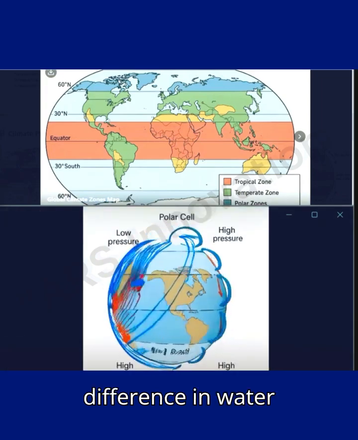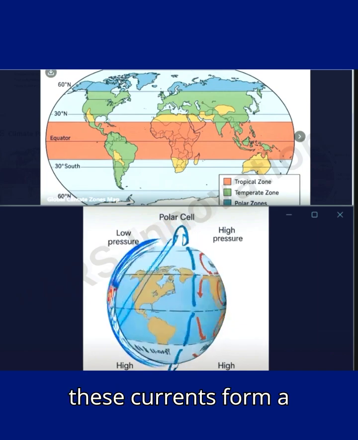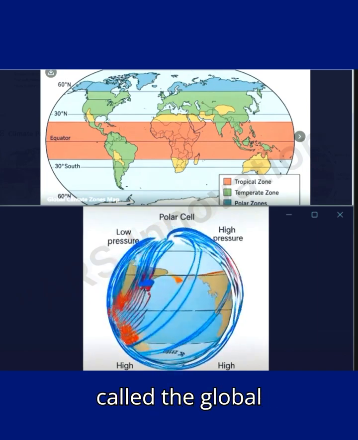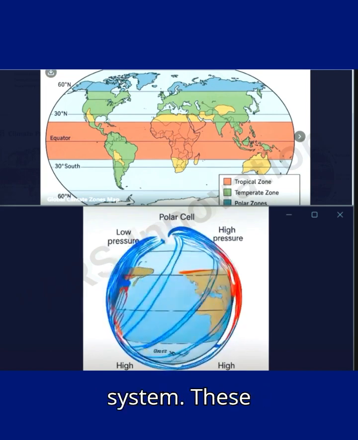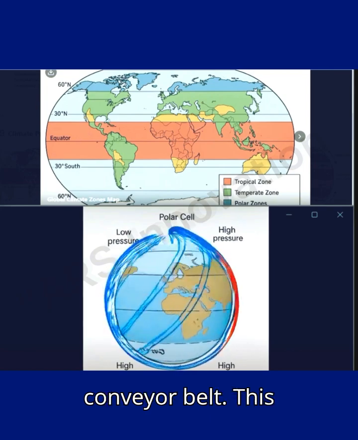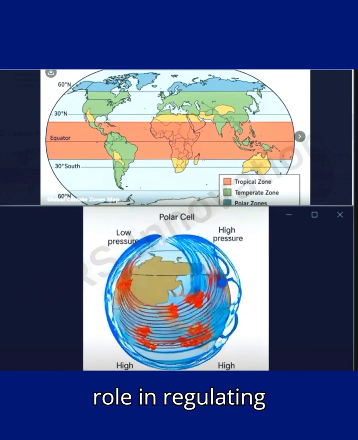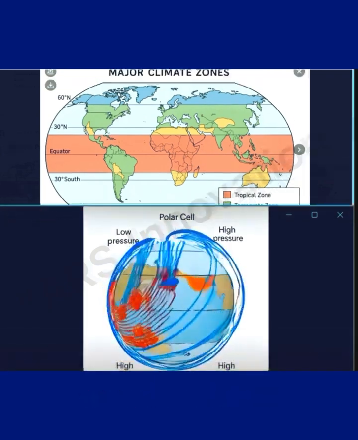This is a part of thermohaline circulation. These currents are driven by differences in water density, which is affected by temperature and salinity. Together these currents form a global system often called the global conveyor belt. This will play a critical role in regulating climate over long periods.